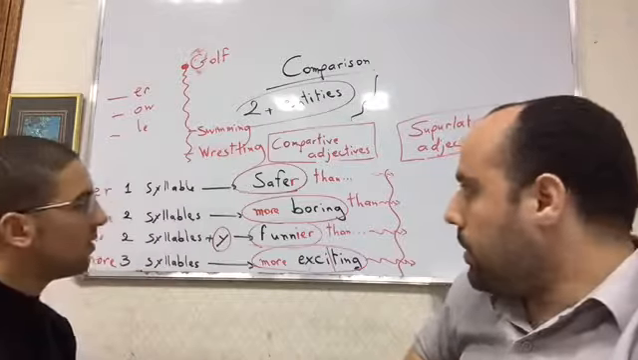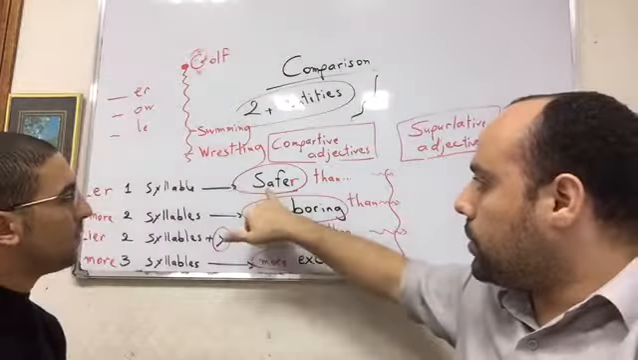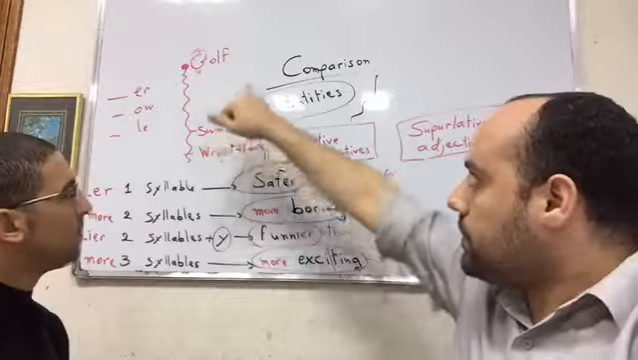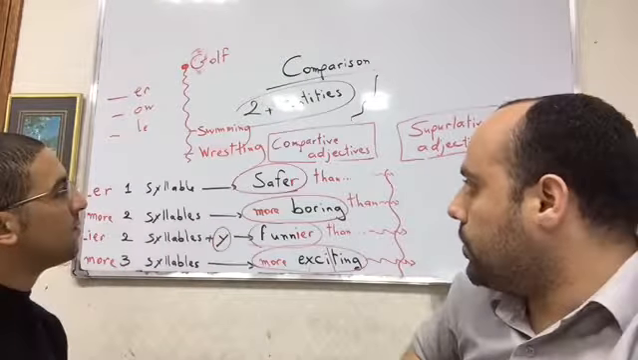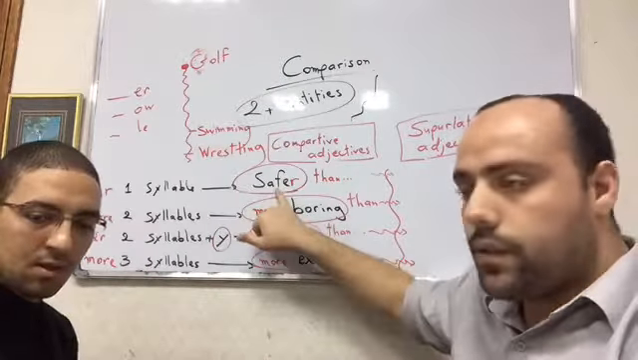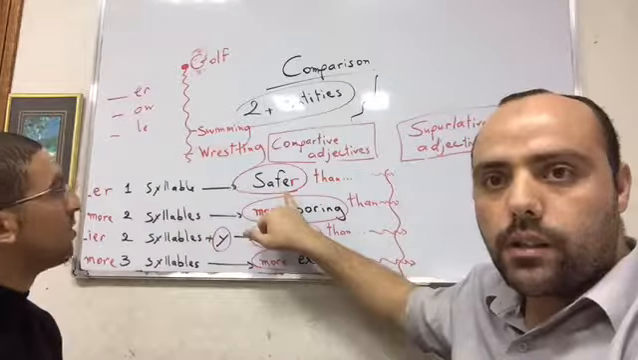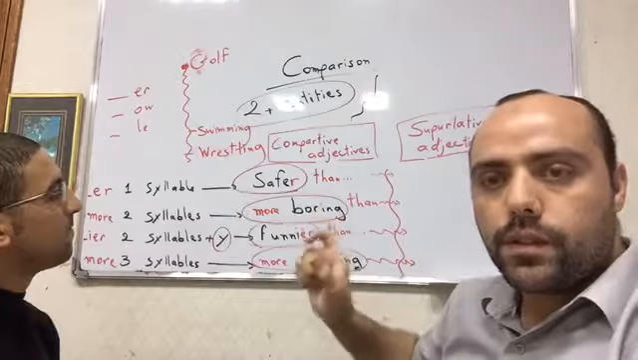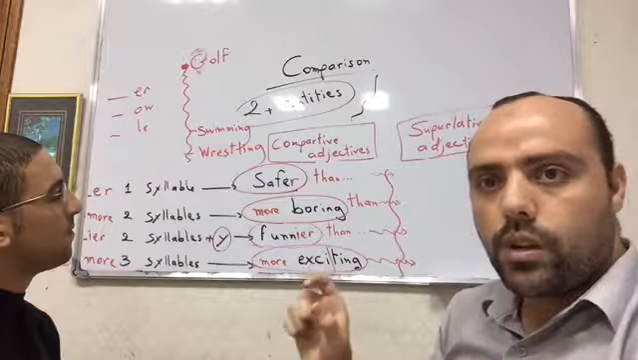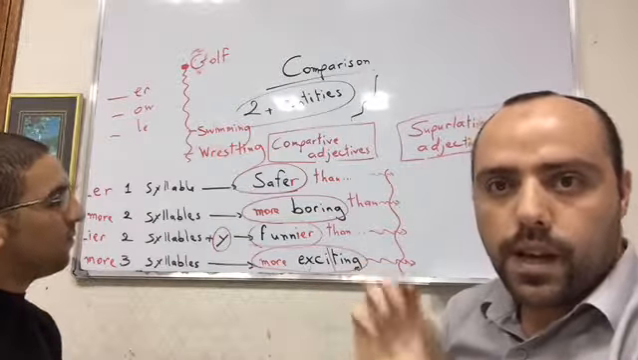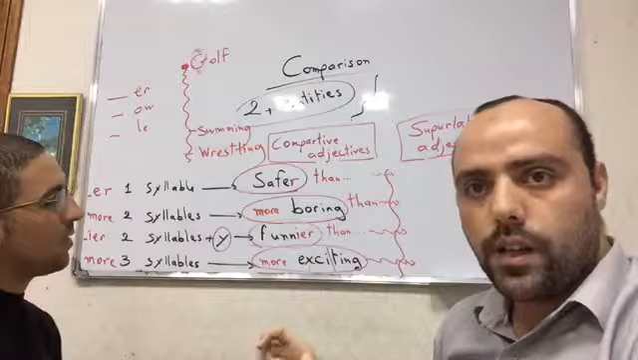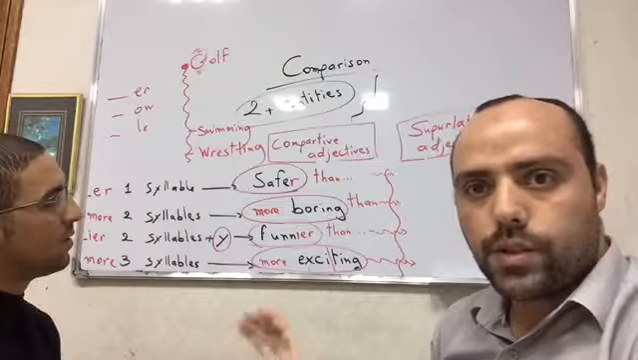If I'm going to compare between the three sports that we have here on the board, the word safe is a one-syllable word that ends with the letter e. If it is a short adjective, you're just going to add est at the end. That's the form of the short adjectives.